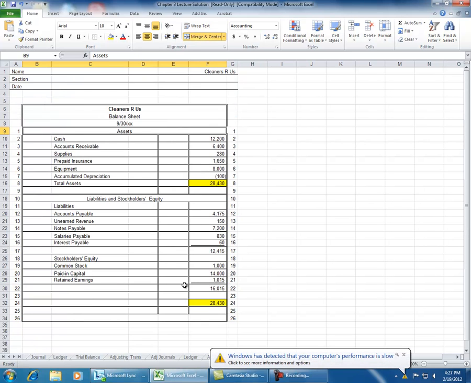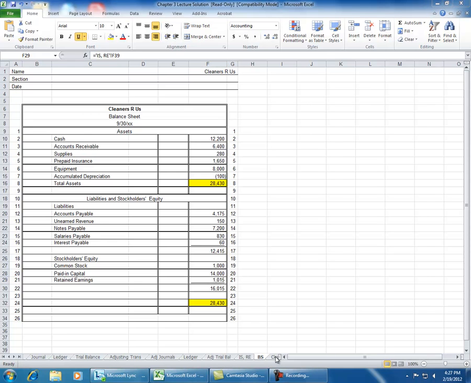Lastly, you'll have your balance sheet, which will have your assets, your liabilities, and your equity. And I want you to note that the ending retained earnings balance of $1015 is derived from that retained earnings statement.